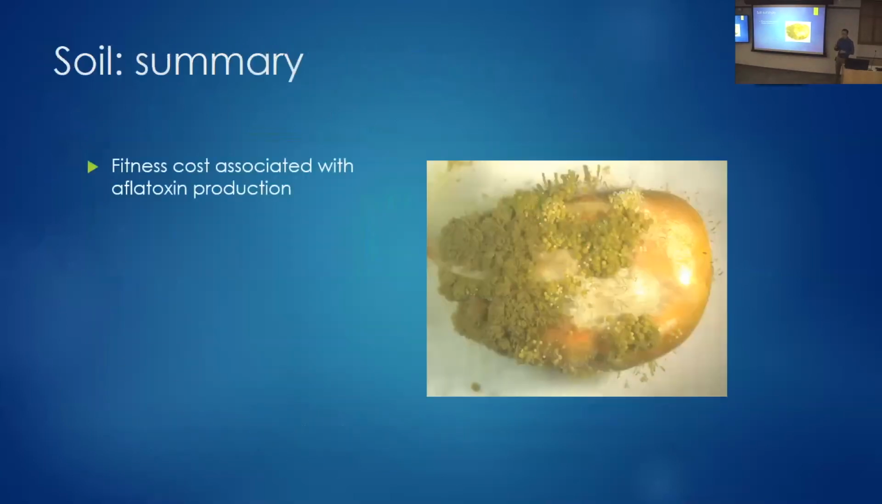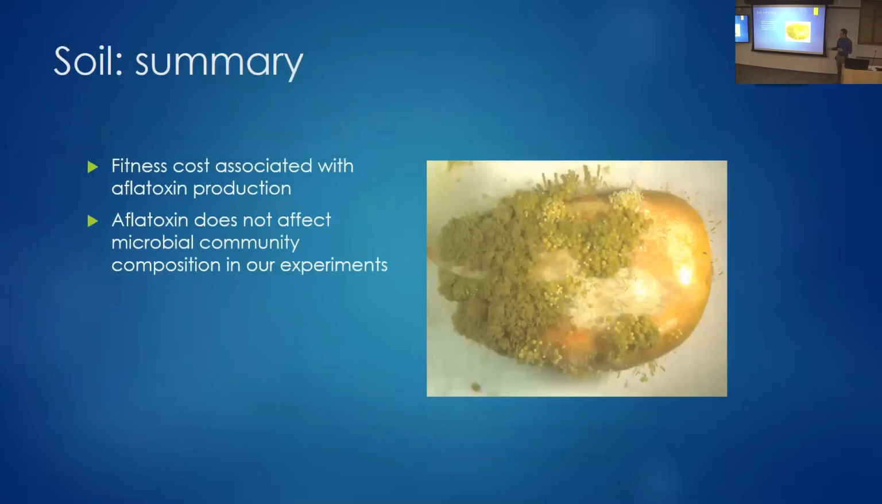So again, instead of finding a fitness benefit to aflatoxin production, we found a fitness cost. Now remember at the beginning I was saying, for balancing selection to be maintained, you need the non-aflatoxigenic to be favored under some conditions and the aflatoxigenic to be favored under others. So here we're creating an environment in the soil, when competing with microbes, where not producing the toxin confers a benefit, essentially.